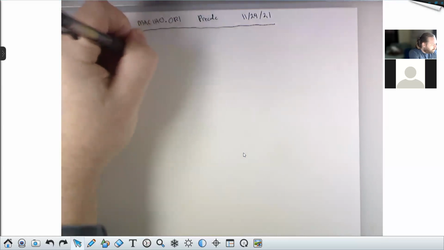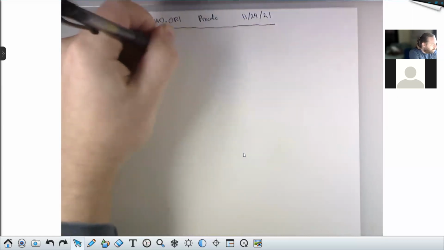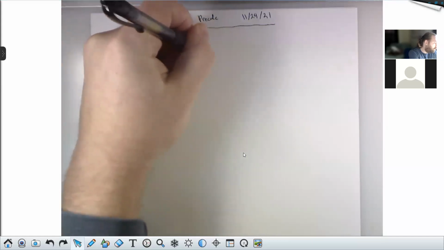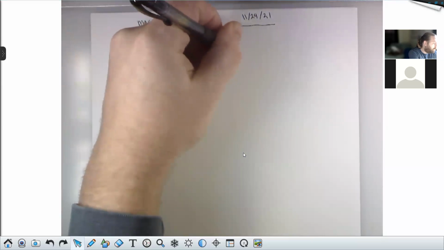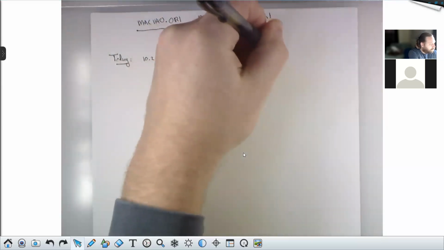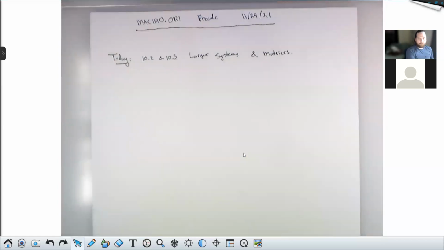Today we're going to talk about 10.2 and 10.3 on larger systems and matrices. After introducing matrices, there are actually going to be a few sections of the textbook that focus on them. 10.3 focuses on matrices as tools for solving linear systems and as these objects that we can use to replace a linear system. And then later sections, 10.4 and 10.5, will be focused on the algebra of matrices themselves. It turns out you can think of a matrix as like a variable. I don't want to get too far ahead of myself. We'll talk about that when we get there.